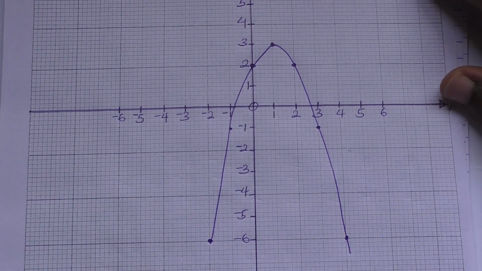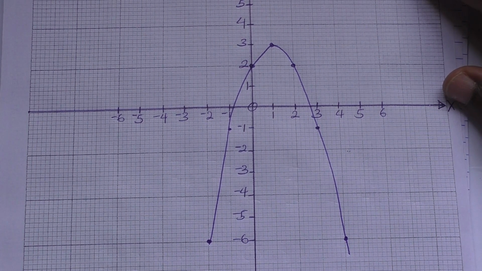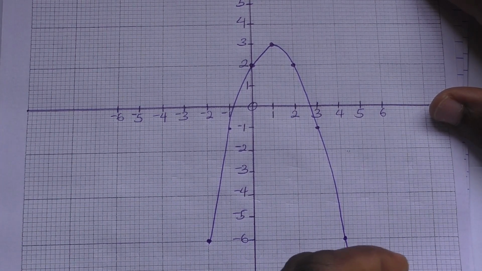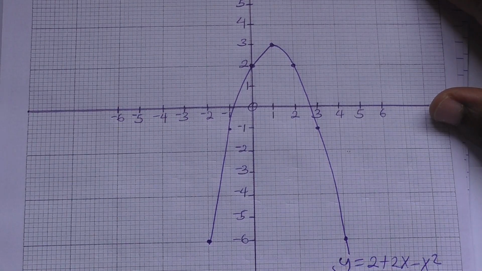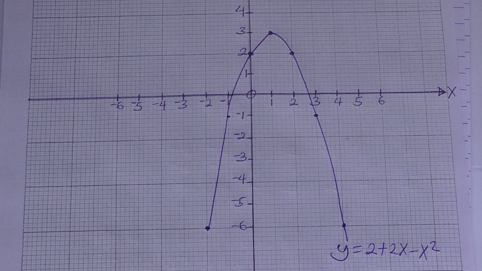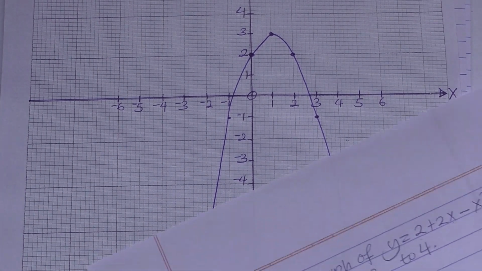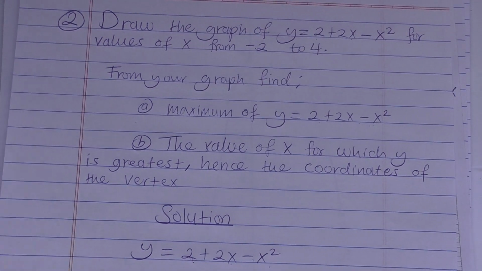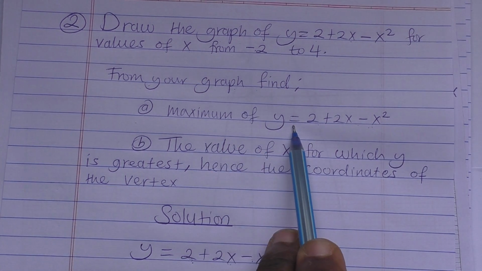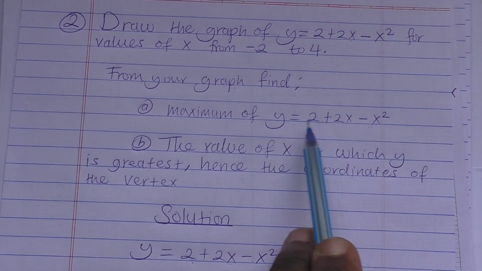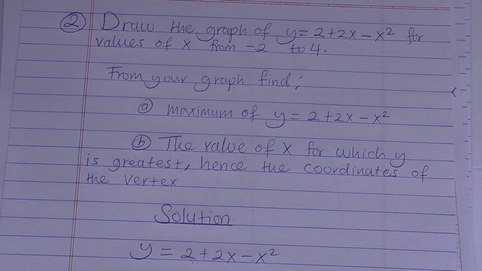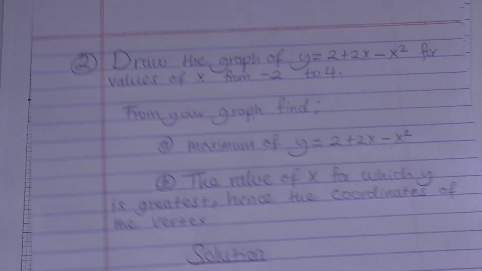So that is our curve, and we must always name our curve. So our curve is 2 plus 2x minus x squared. That is our curve. Now, the first part is done, but remember this question had other parts. They told us from the graph to find the maximum of the curve, which is y equals 2 plus 2x minus x squared. So let us find that maximum.